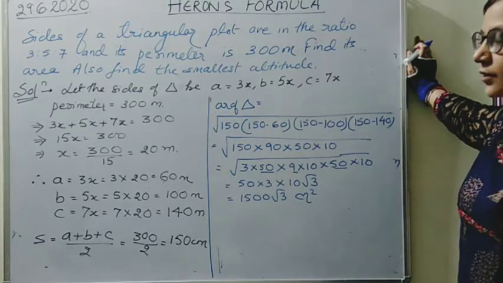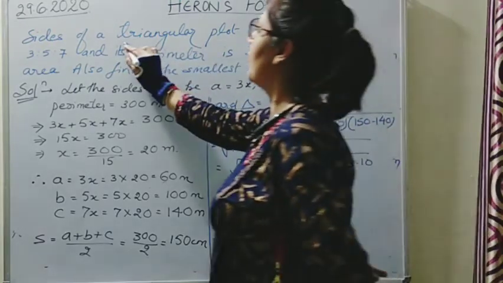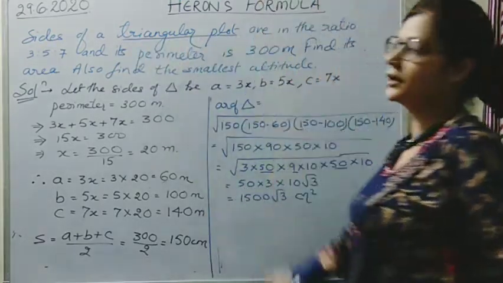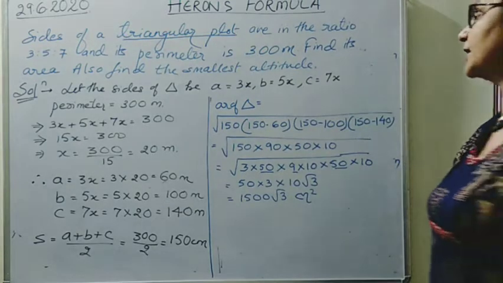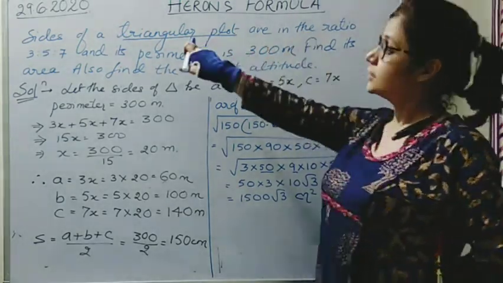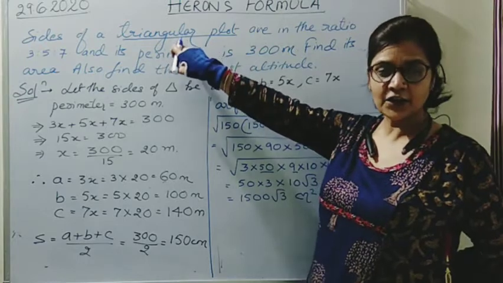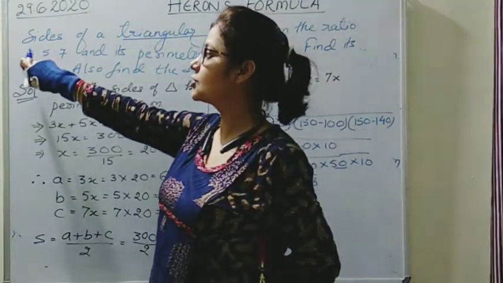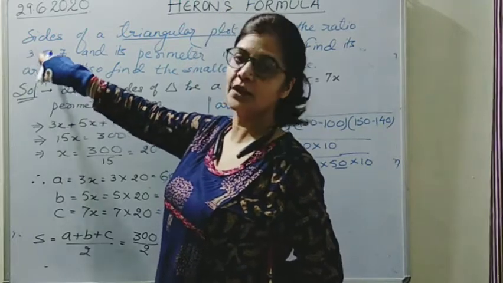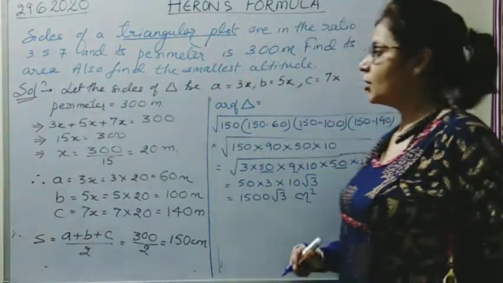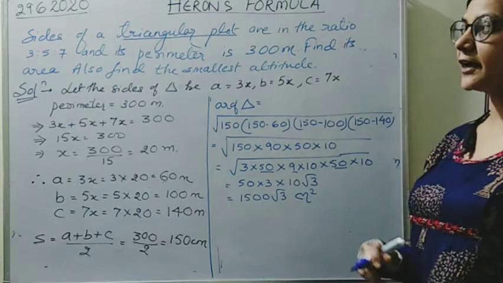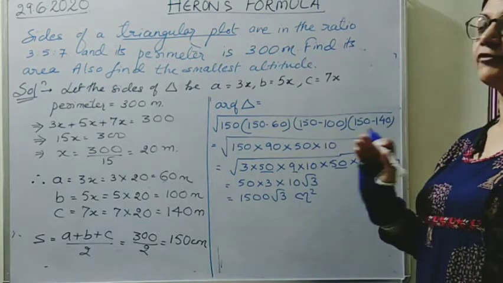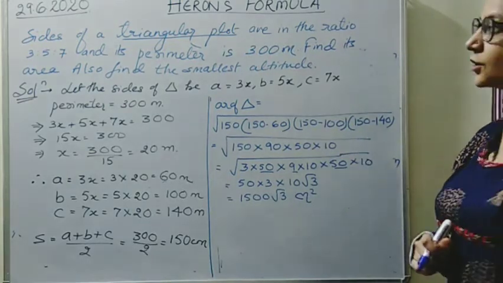So what is given in the question? Sides of a triangular plot. It means we have a triangle, and in that triangle the sides are in the ratio 3:5:7. Now we will not take the sides as 3, 5 and 7.